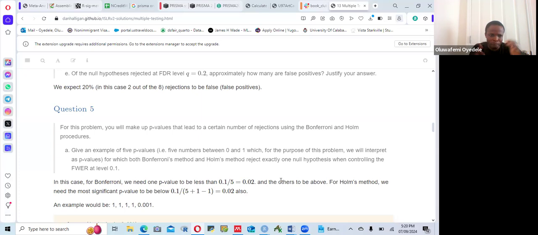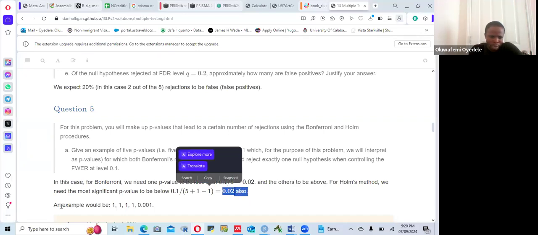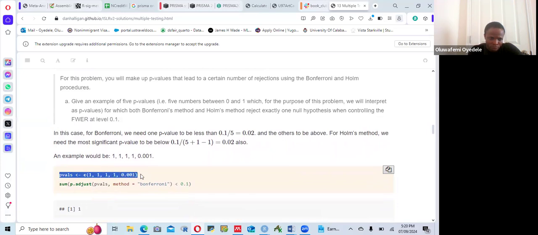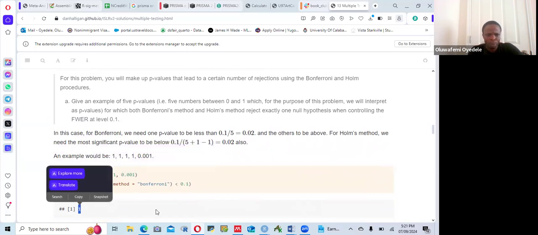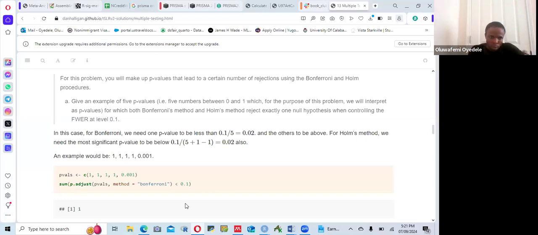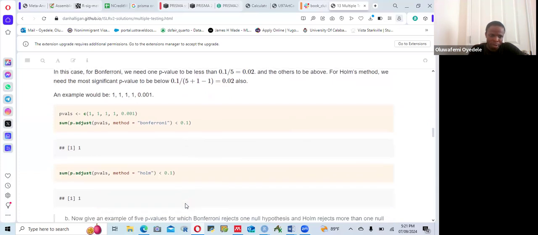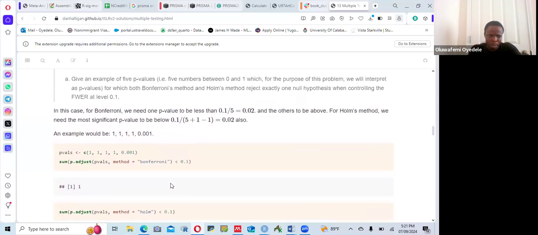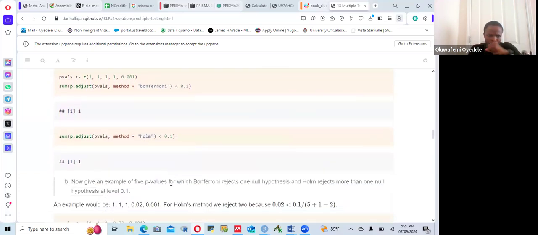For Holm's method, we need the most significant p-value to be below 0.1 over 5 plus 1 minus 1, which is also 0.02. An example would be a vector of p-values with numbers like 1, 1, 1, 1, and 0.001. We then adjust the p-values using the Bonferroni method and check which are less than 0.1. We are able to retrieve just one that meets the criteria. With the Benjamini-Hochberg method, we also get one back.